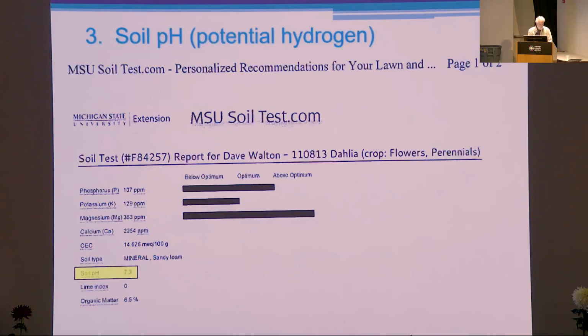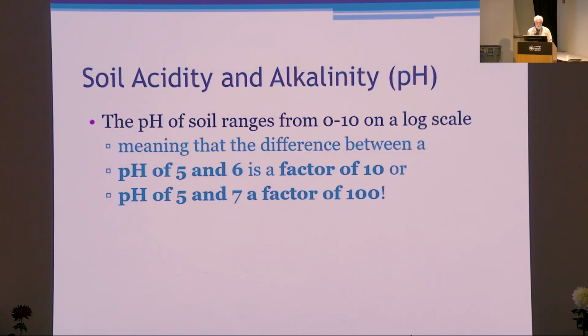All right, soil pH. Again, on the soil test, you're going to see a number, and that's going to be the soil pH. If you're not familiar with pH, it ranges on a scale of 0 to 10, but that scale is a log scale. So what that means is the difference between a pH of 5 and 6 is a factor of 10. It's not a factor of 1. The difference between 5 and 7 is a factor of 100, not a factor of 2. So small changes in pH actually are much bigger than you would think on a strictly numerical scale.